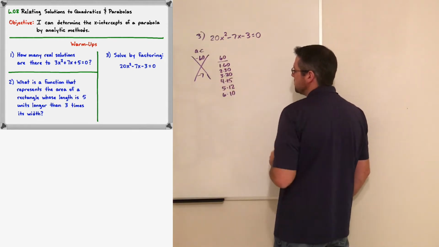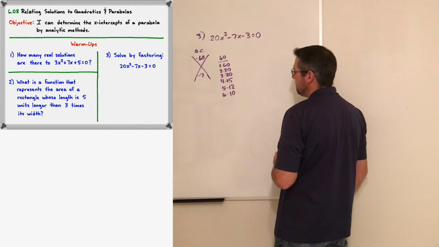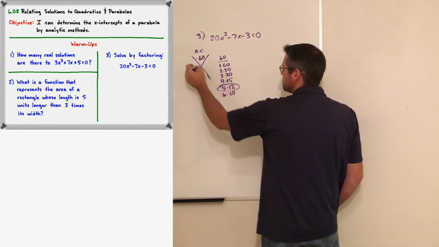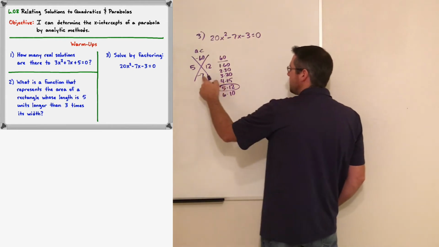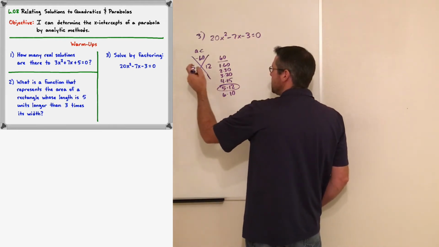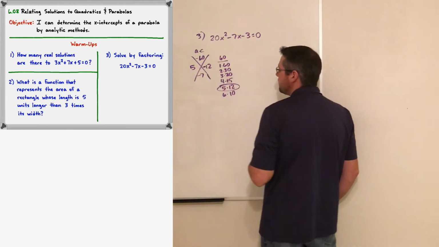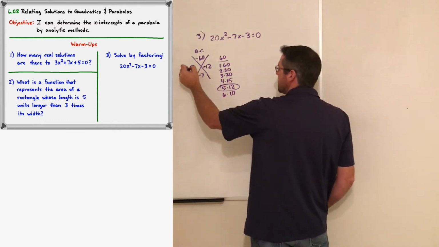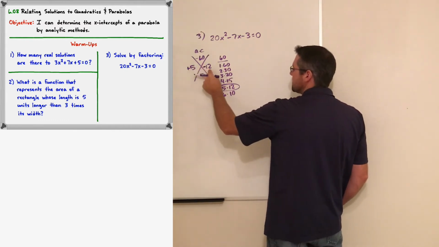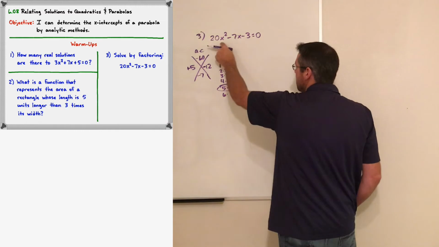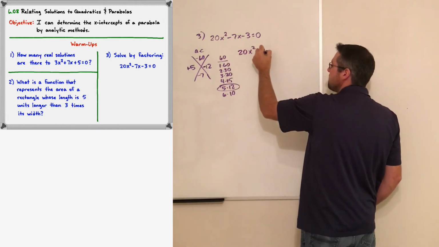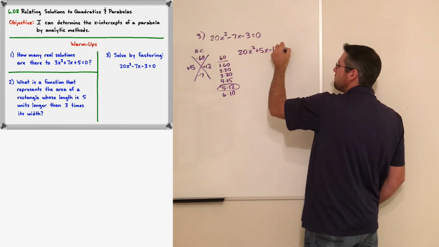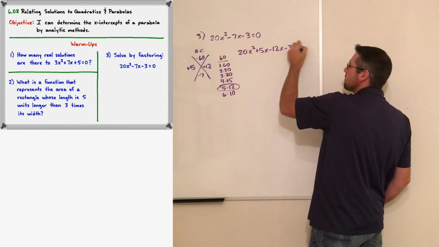So which one of these produces a 7? Looks like 5 and 12 will produce a 7 when I add it. So I know that they need to add up to negative 7, which means that the 12 has to be negative and the 5 has to be positive. And to check that, positive times a negative is a negative. So then I'm going to expand this to say 20x squared plus 5x minus 12x minus 3 equals 0.